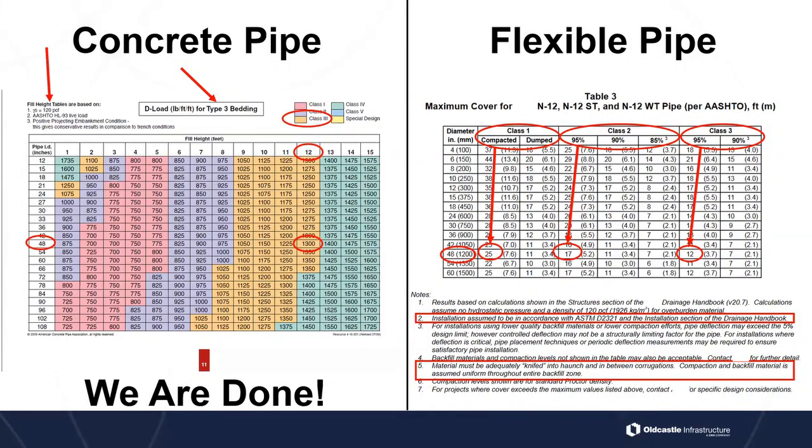So what they mean by knifing is that the material needs to be compacted in between every single individual corrugation. And some of those corrugations are maybe only a few inches apart. So when you're looking at knifing into all those corrugations, the contractor has to make sure that he's getting that material adequately compacted in between each of those corrugations to be able to build that structural zone around the pipe. Okay. Compaction and backfill material is assumed uniform throughout the entire backfill zone. So that means if we've got material that's a little bit larger, we got to make sure that we get rid of that and it's all uniform so that it can compact smoothly around the pipe.